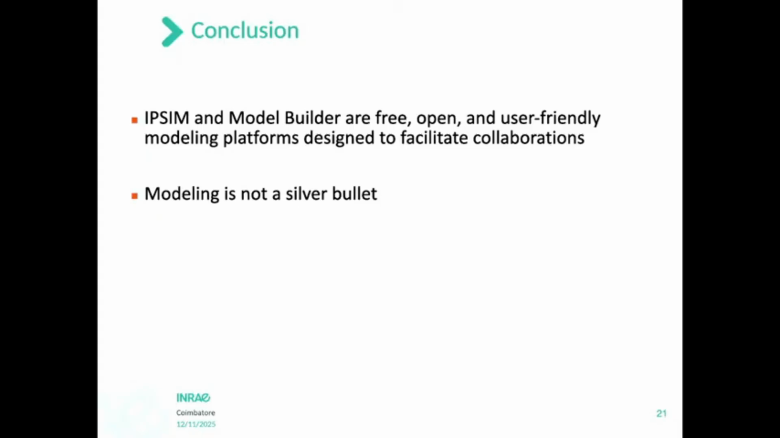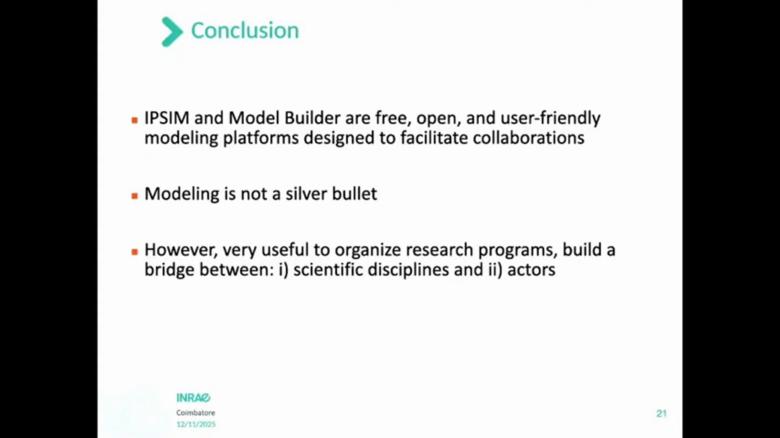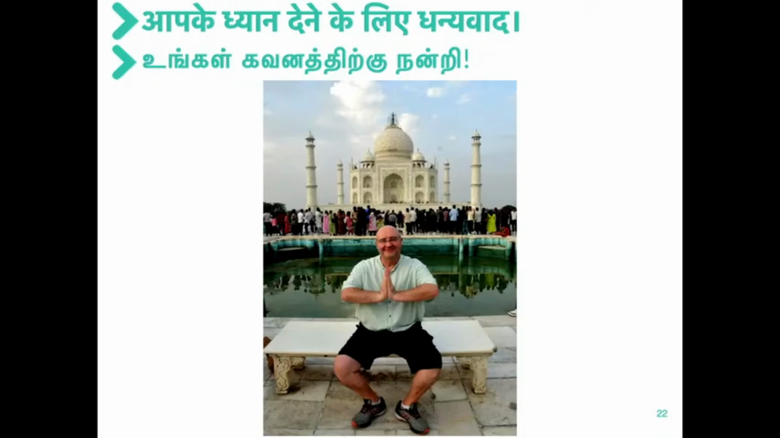Modeling is not a silver bullet. It means that you always have to use other approaches such as experiments. However, even if it's not a silver bullet, it's always very useful when you organize and structure research programs. And it helps build a bridge between scientific disciplines and various types of actors. And I would like to stress the importance of conceptual modeling. For me, it's the most important stage when you design a model.